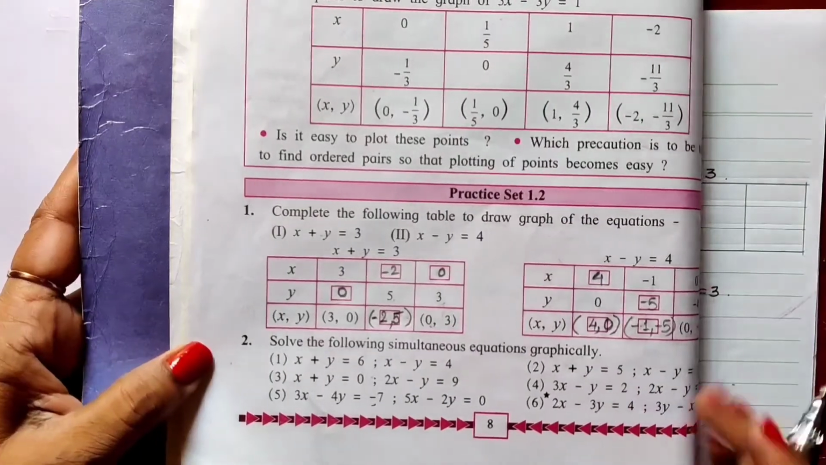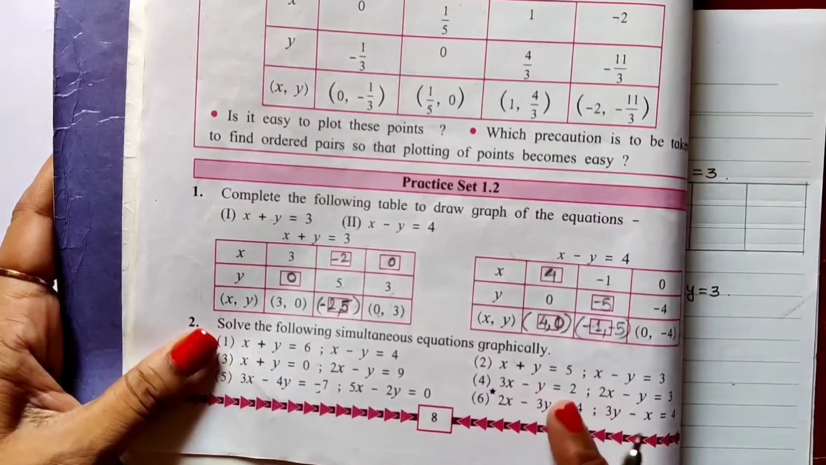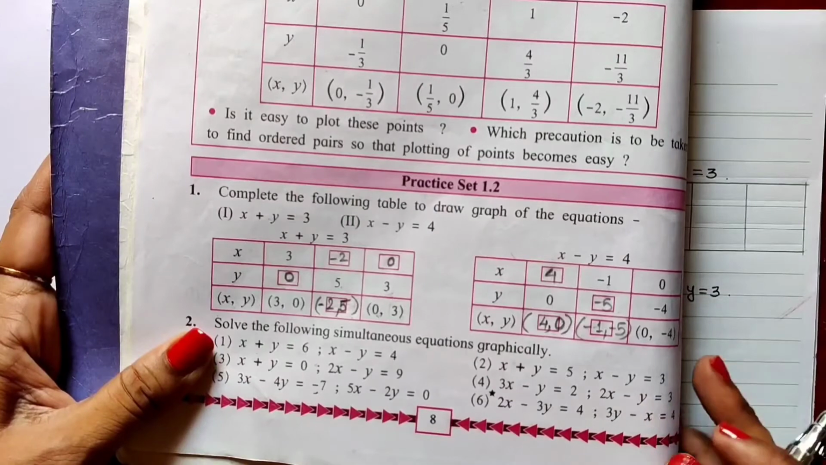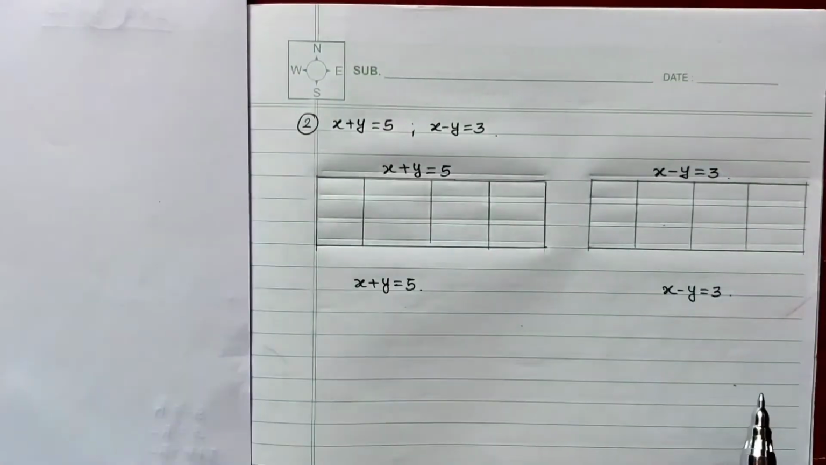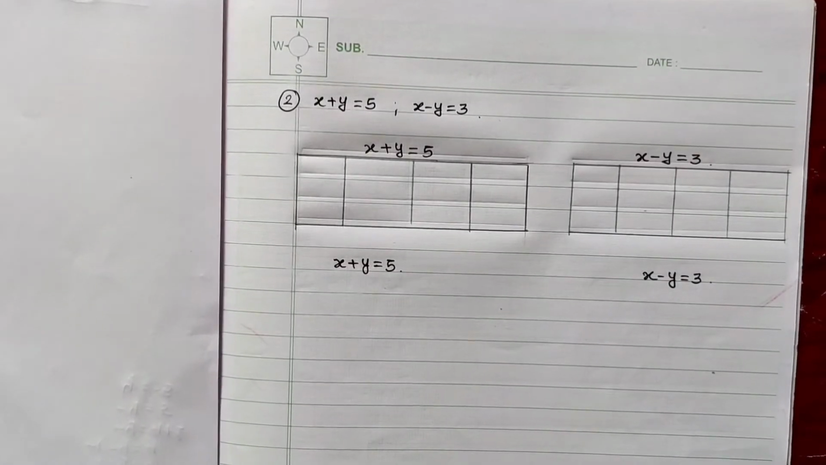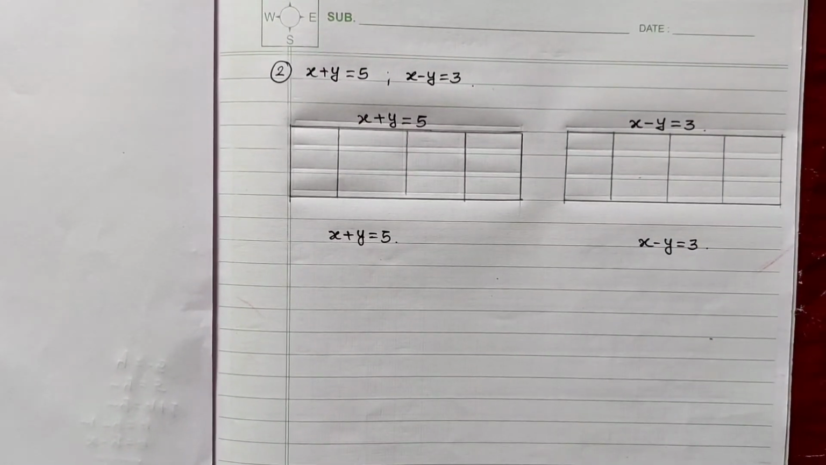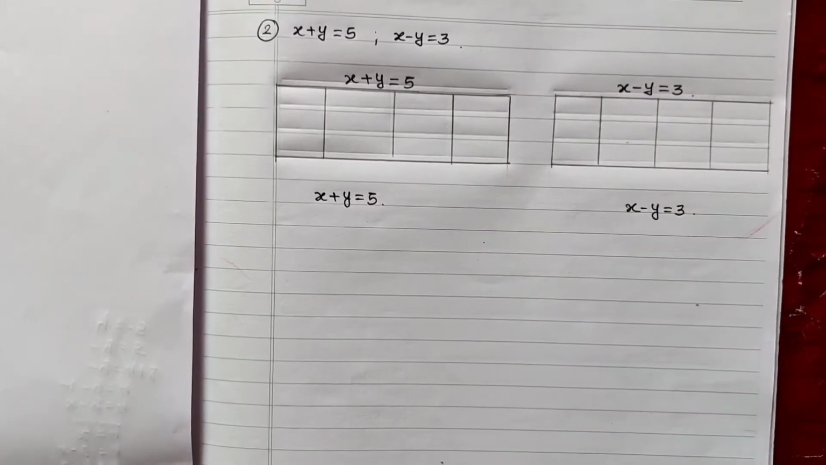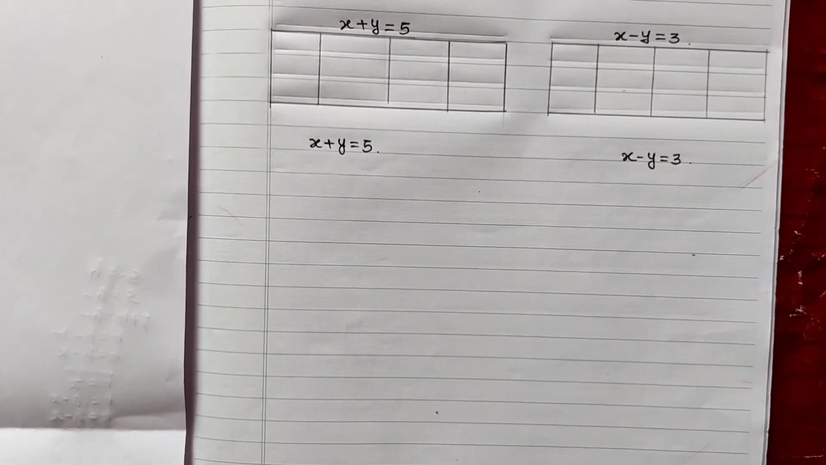Now let us solve this second question. x plus y is equal to 5 and x minus y is equal to 3 are the two simultaneous equations given to us. Let us solve these equations first and then we will draw the graph. As you all can see, I have drawn two tables for these two equations for writing the coordinates of points x and y. So let us first solve and then write the coordinates.